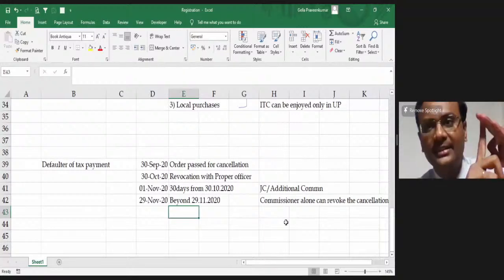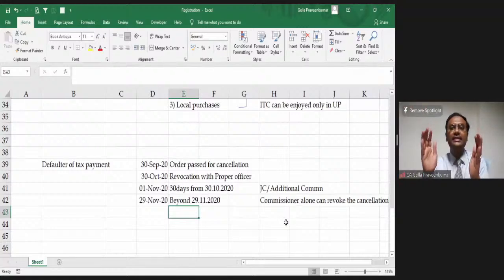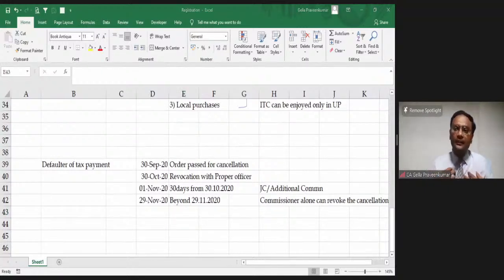Further period of 30 days, overall, if you see 30, 30, 30, 90 days is a window period within which I can seek revocation of my cancellation. That means to say, if at all I have done any contravention, my revocation can be done within a period of 90 days by any of these officers' consent. This is what we need to keep in mind.